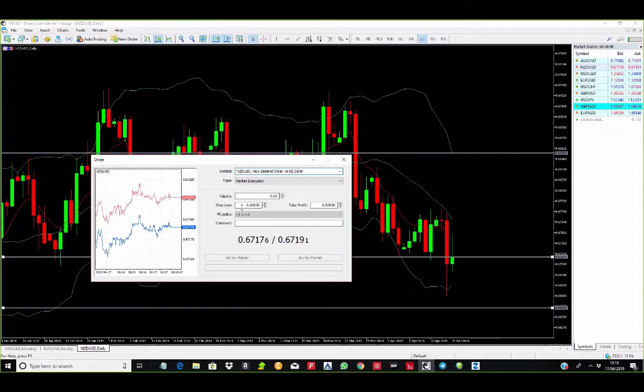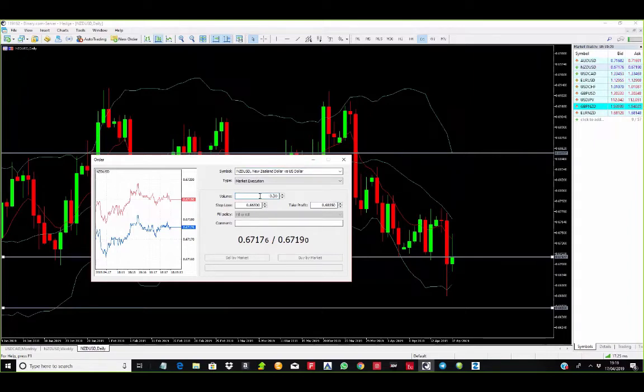So I would put in my stop loss, so I put in the details there. So I'm looking at 0.66500, that's my stop loss. And then my take profit would be 0.6855.